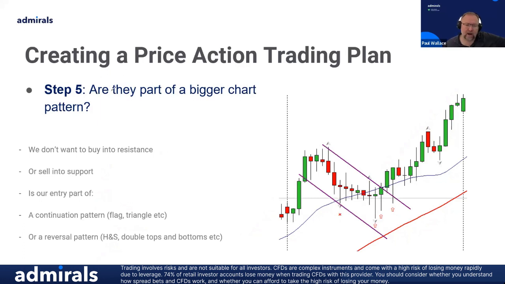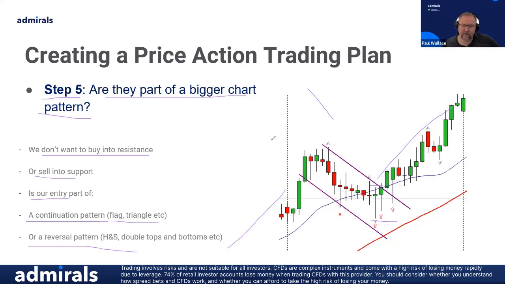What we also want to be aware of is step 5: is it part of a bigger chart pattern? The reason is that we don't want to buy into resistance, or sell into support, if we're trading on things like daily charts. What we want is for our entry to be part of something like a continuation pattern, like a flag or a triangle. In this case, some people might say that we were in an uptrend and this was a flag pattern that finished with a pin bar before it shot off, and I wouldn't disagree.